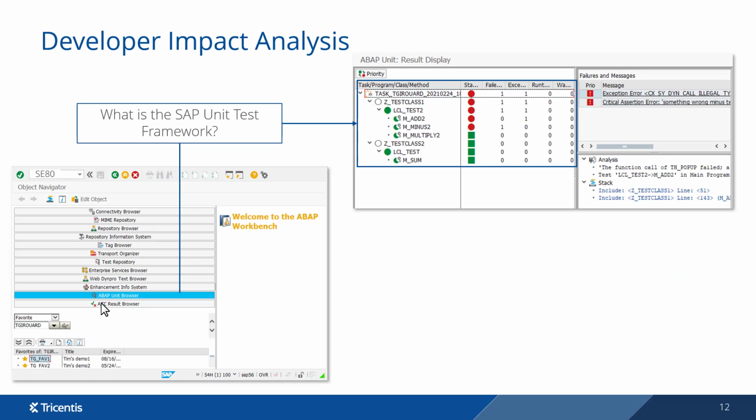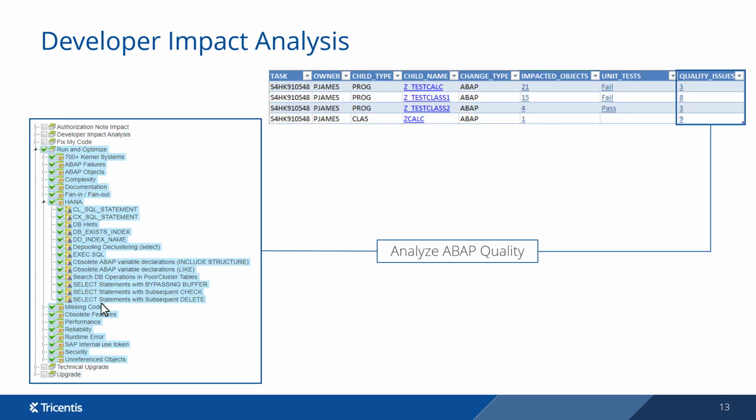So another few notes about the SAP unit test framework. This is an SAP feature. We can see I ran the same program with the 2 classes and the various methods inside, and we can see how it looks in the SAP GUI. So we're just surfacing that information within the report automatically as you're releasing the task into development. And for the quality issues, we can see here all the top categories that we organize, all of the close to 200 rule checks. I just expanded the HANA check there, but you can see we have things for complexity, missing code, obsolete features, performance, reliability, and so on.